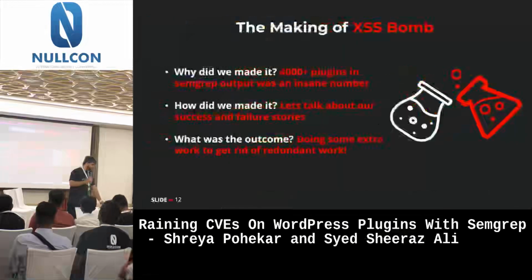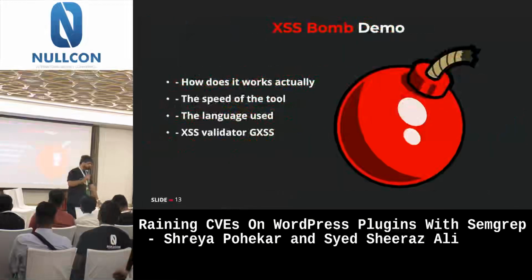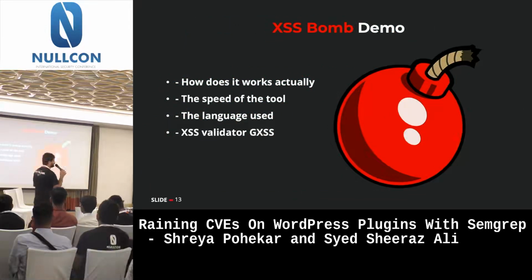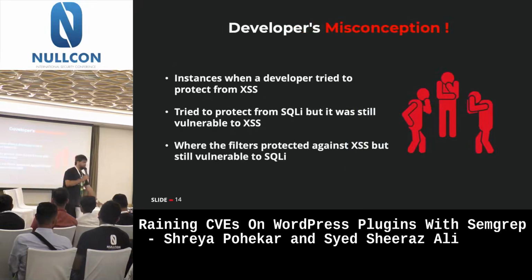Yeah, so coming back to our slides, that was XSS Bomb. So I think you saw how it actually works. The speed of the tool is way better than human efficiency for sure. The language we used was Python for this. The engine that we run for fuzzing is GXSS. And now Shreya will talk about the developer misconceptions.